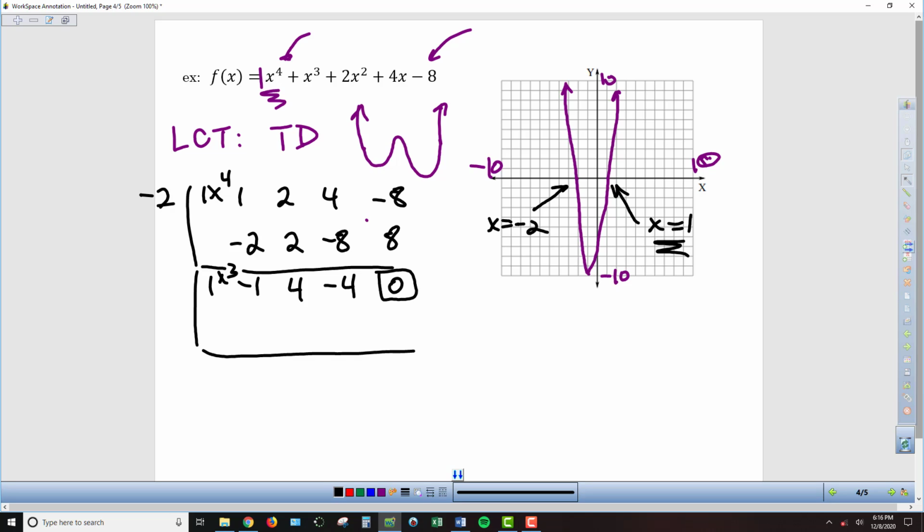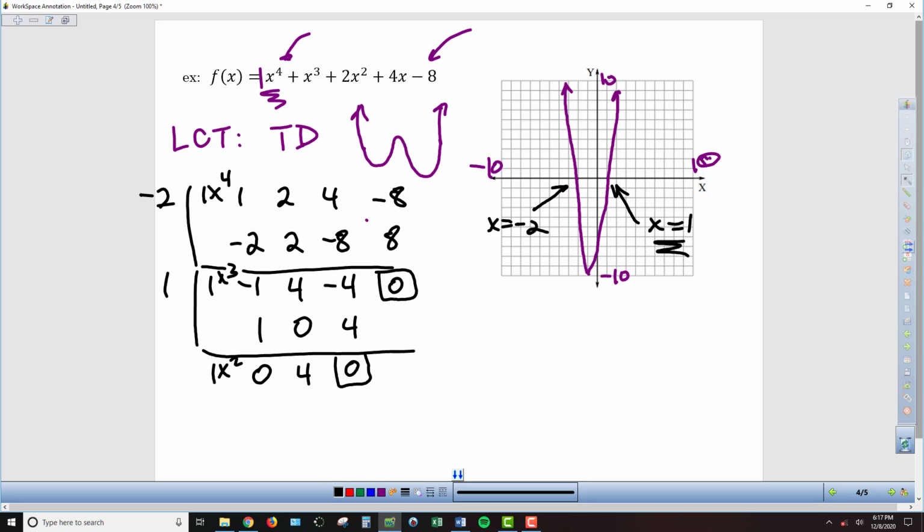So that's where we're going to divide by the other zero. So we've got 1, and now we bring down the 1 to get us started. 1 times 1 is 1, -1 plus 1 is 0, 1 times 0 is 0, 4 plus 0 is 4, 1 times 4 is 4, -4 plus 4, again a remainder of 0. And so we've gotten to the point where now we've knocked it down to x squared.